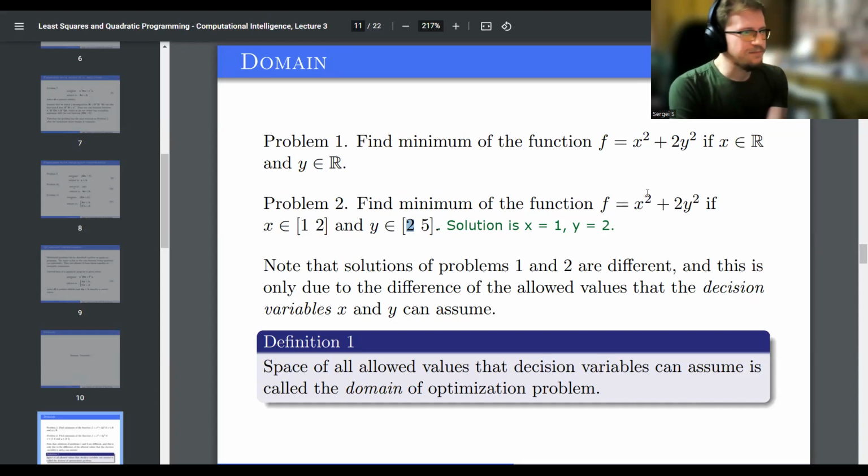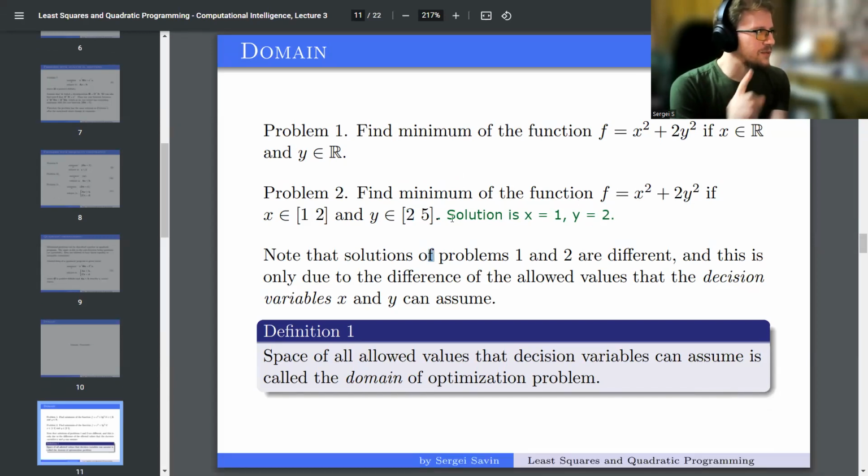Thank you, Sama. So this should tell you something. The function stayed the same, but where the function is defined changed, and that changed the solution to the equation. So somehow it is important to know the range of variables. Important observation.